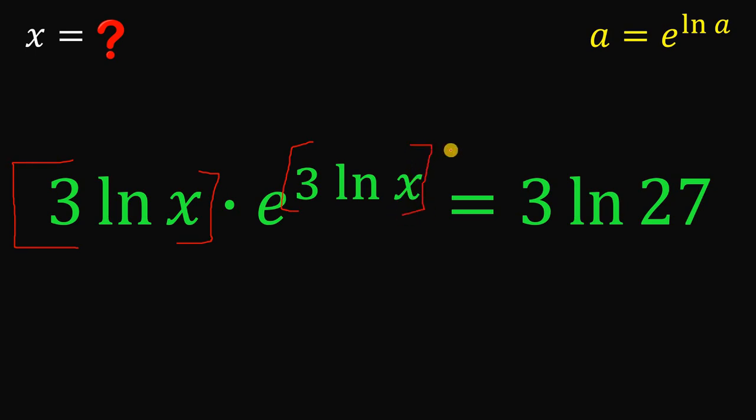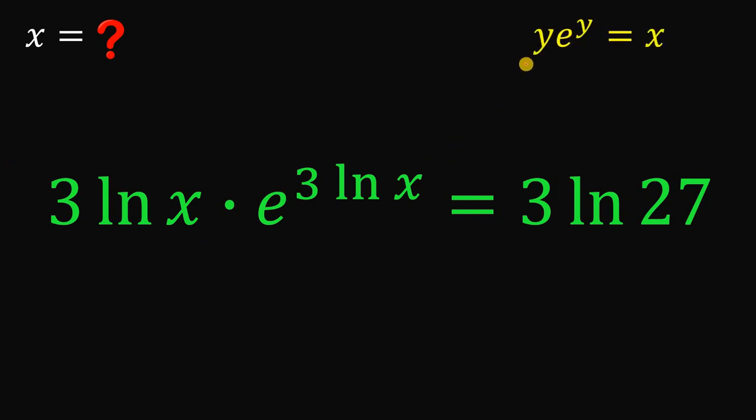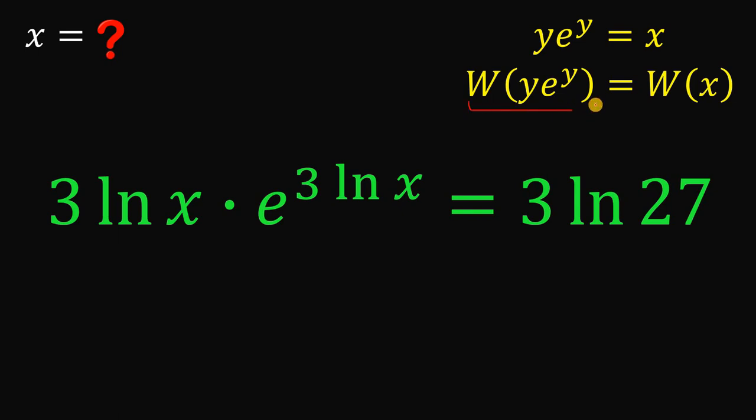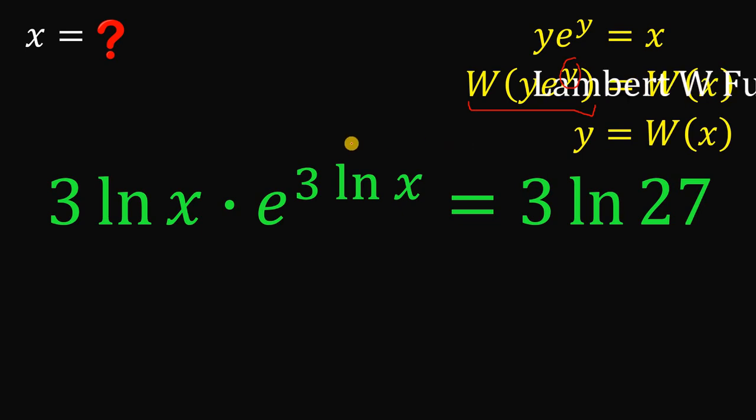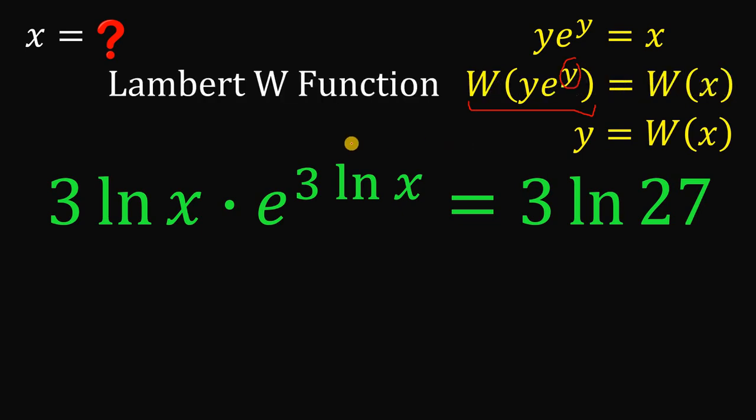This is not a coincidence because if we have y multiplied by e raised to the power of y equals x, then we can take the Lambert W function on both sides. So W of y times e raised to y equals W of x. Now the left-hand side must be equal to just y. So this is just y equals Lambert W function of x. By the way, this function is called the Lambert W function, or sometimes called the product logarithm. Now, we will use this function to answer this question.